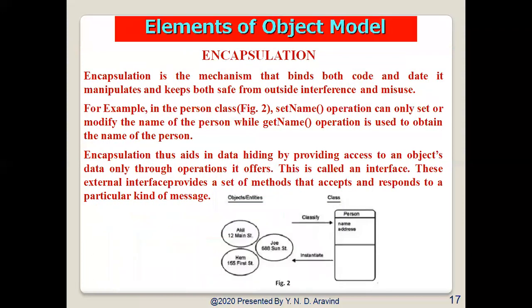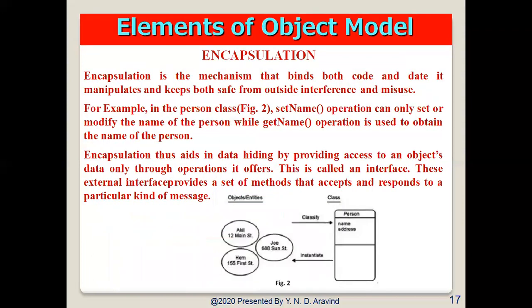Now, let us see the meaning of encapsulation. Here, encapsulation hides the details of the implementation of an object. If you notice, abstraction and encapsulation are complementary concepts, where abstraction focuses on the observed behavior of the object, whereas encapsulation focuses on the implementation that gives rise to this behavior.